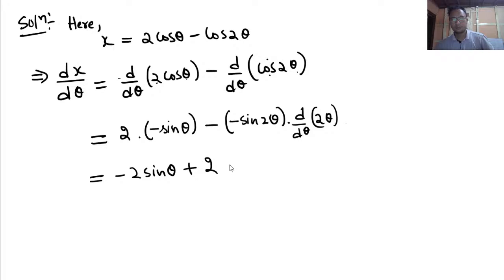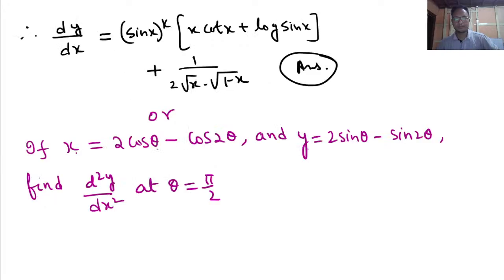Differentiating the 2 sin theta with respect to theta, we will be getting the value of dx by d theta, right? Similarly, we will find dy by d theta. What was y? 2 sin theta minus sin 2 theta.